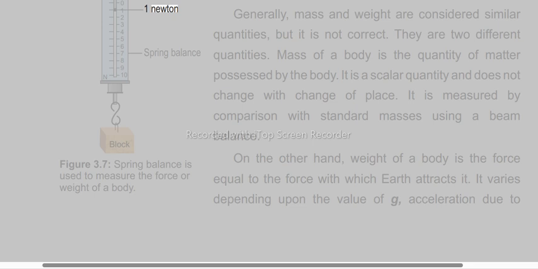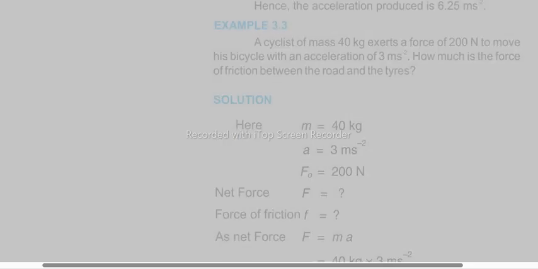1 Newton. Spring balance. Hence, the acceleration produced is 6.25 m/s².